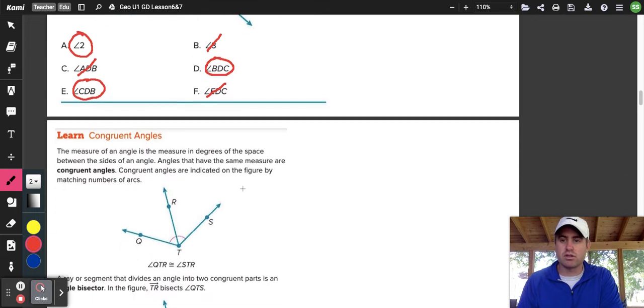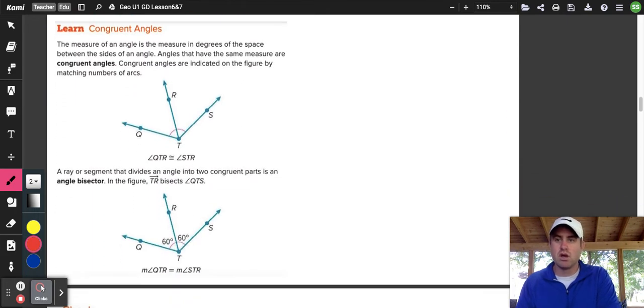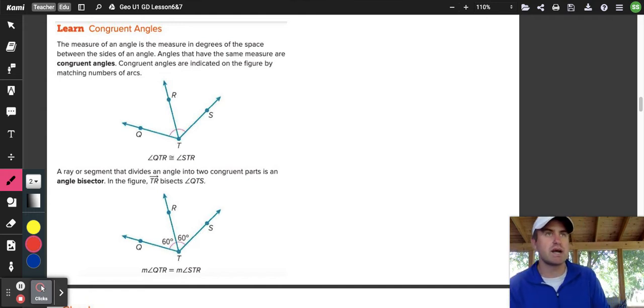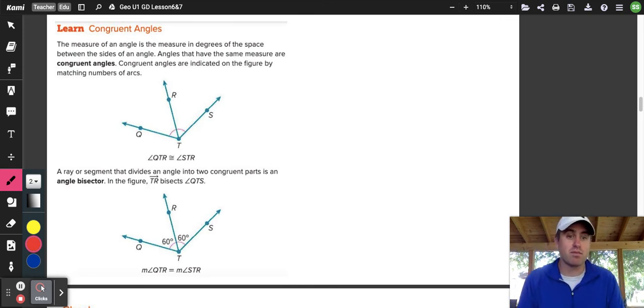Alrighty, resuming here, let's go on to the next one. Congruent angles. So the measure of an angle is the measure of the degrees in the space between the sides of an angle. There are 360 degrees in an entire circle. We'll talk about why that number ended up. Why not 350? Why not 400? We'll talk about that later. Why 360 is the number.